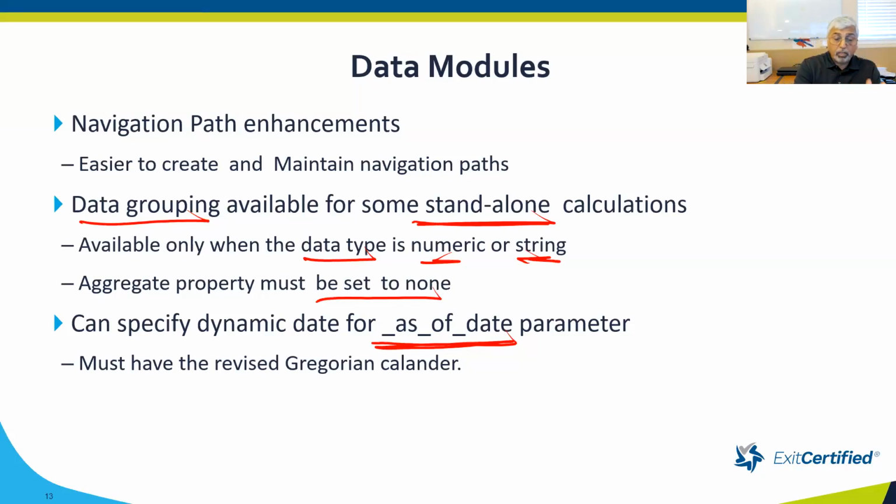So this is what the new features are, but IBM has released a revised Gregorian calendar, which you need to download and install in your environment. Only then you'll be able to specify the dynamic date for as of date parameter. Now that's what I wanted to show you all.